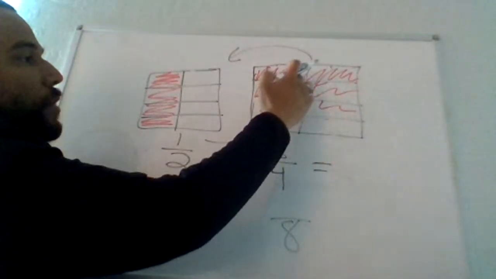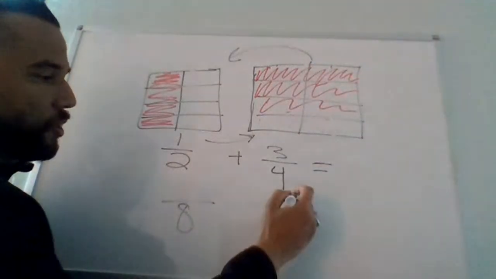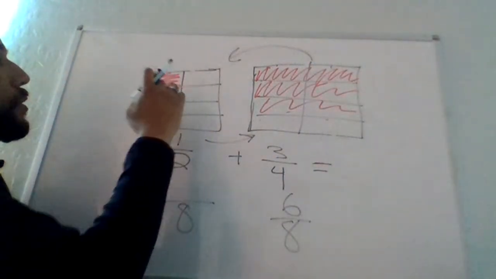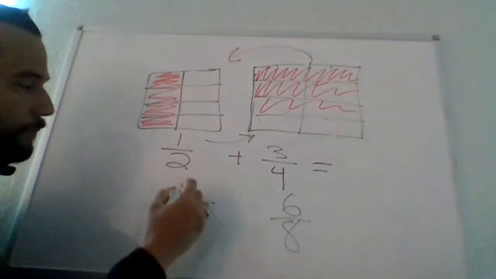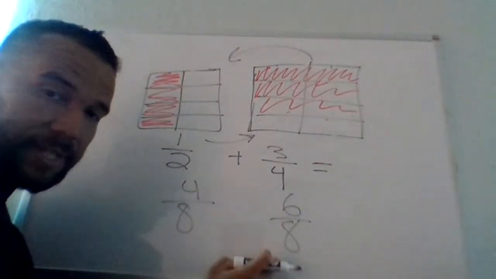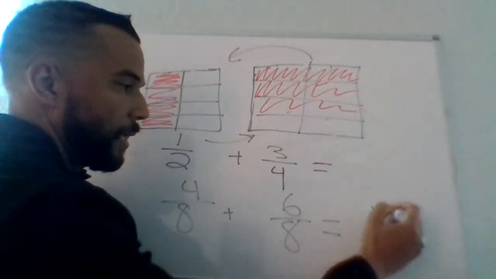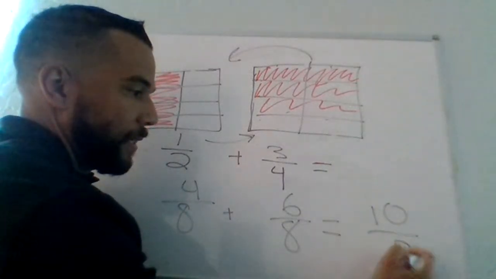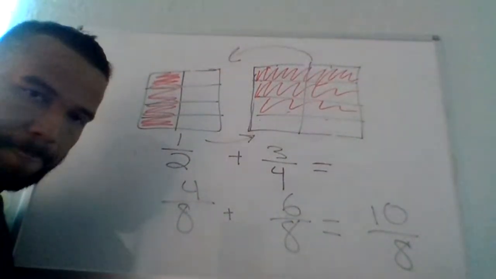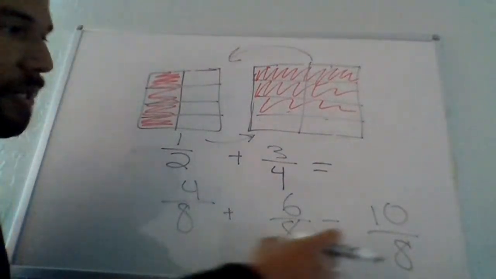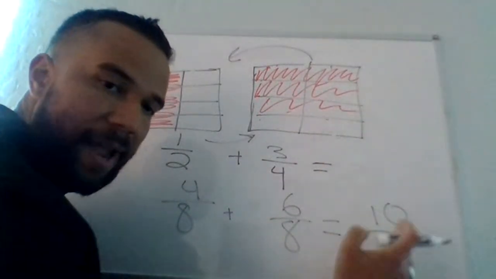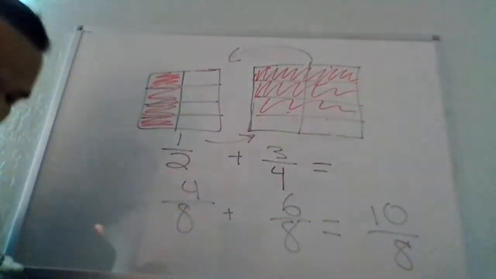I have 1, 2, 3, 4, 5, 6 shaded. Here I have 1, 2, 3, 4 shaded. Now that they're the same, I can add them. And I get 10/8. Right? Let me stop right there before we start talking about improper fractions and mixed numbers.